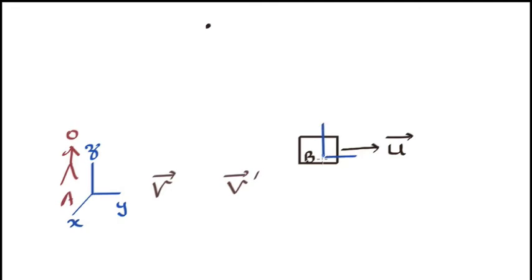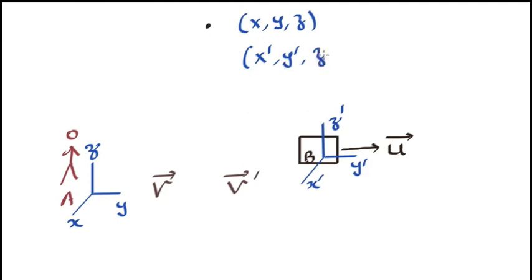So this is B's z-axis, which to distinguish from A, we are going to call it z prime. This is B's x-axis. So whatever coordinate she measures, she's going to call it x prime. And this is the y prime axis. So whereas A will say the position of the bird is given by the coordinates x, y, z, B will claim at the same instant the bird's coordinates are x prime, y prime, z prime. It's quite obvious that these numbers are going to be different.